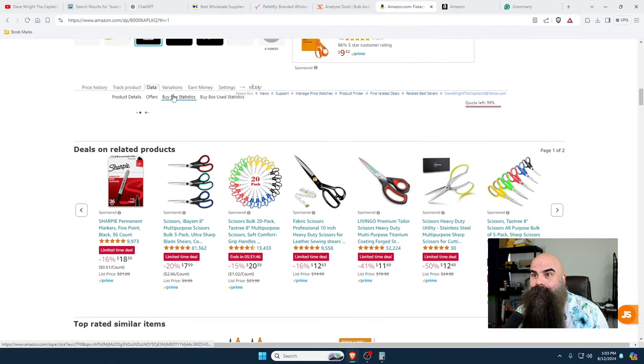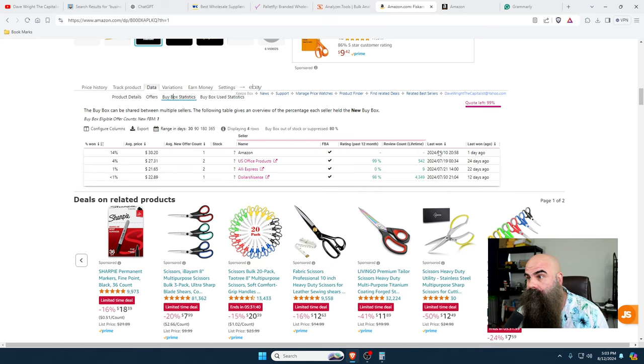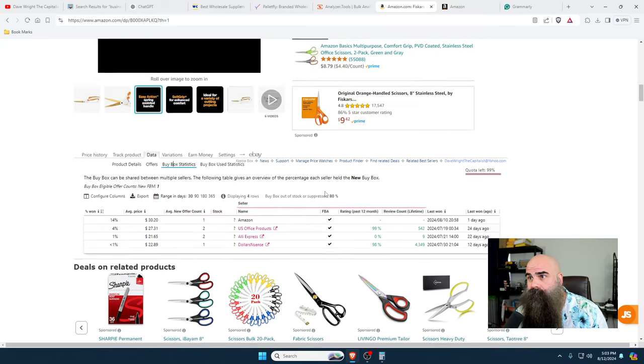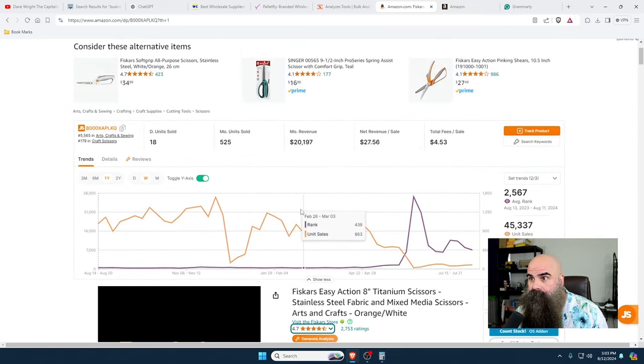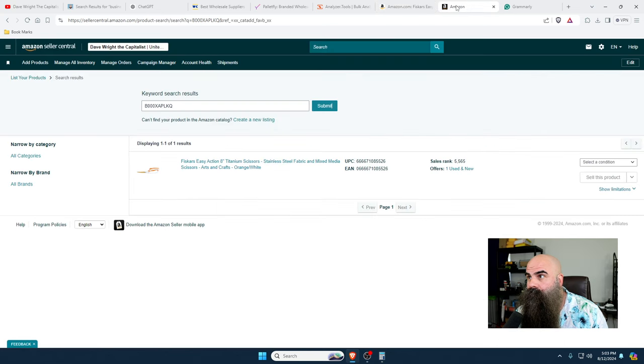We're going to go to data and buy box here and see if there's any historical data that Amazon actually shared the buy box with somebody else. And it looks like they kind of have in the past. So it's not great, but it is some, and it was 24 days ago. So let's check this out. We're still going here. I can sell them. They have a good ranking.